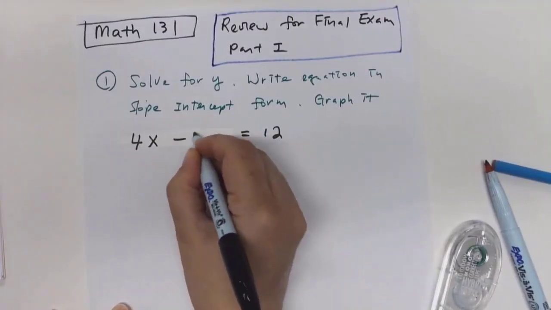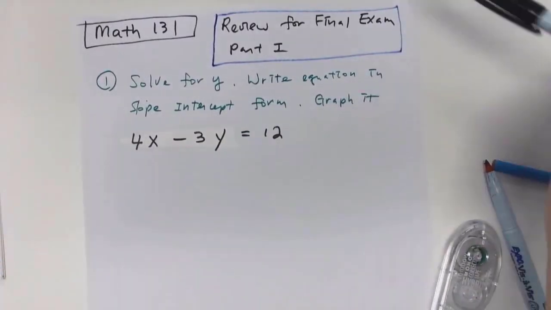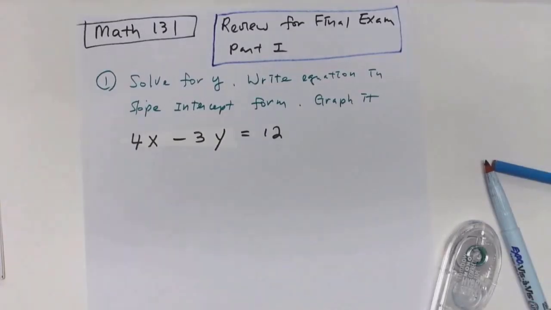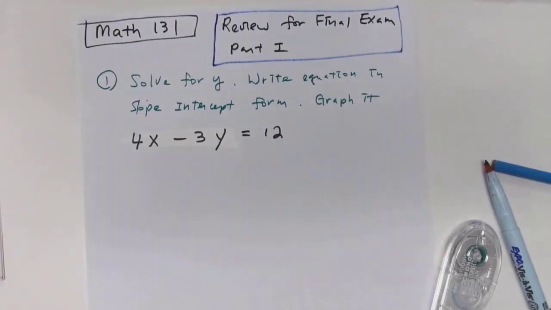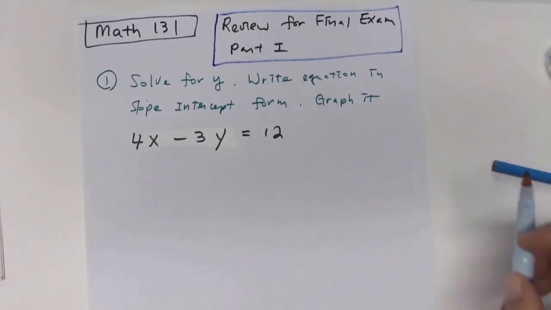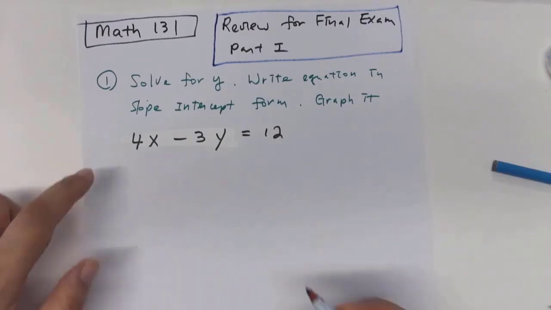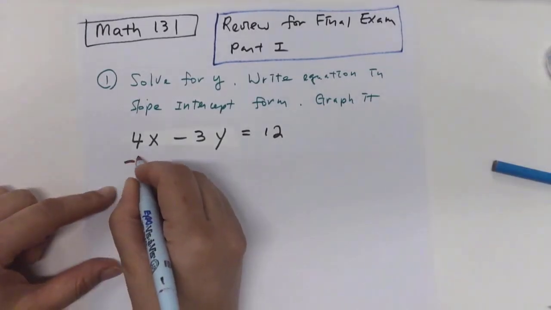So this one we have 4x minus 3y equal to 12. If I need to solve for y, then y needs to be by itself, right? So I want y to stay here, but the rest of them go. First I can move which term? By subtracting 4x. Very good.